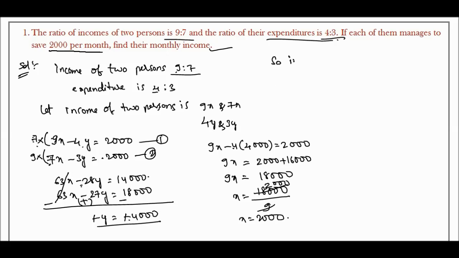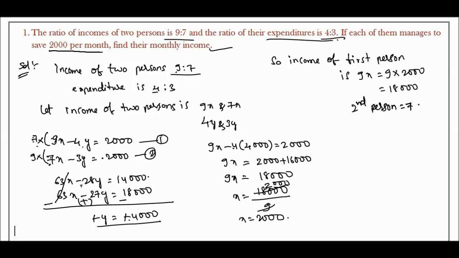So the income of the first person is 9x, which is 9 into 2,000, equal to 18,000. The second person is 7 into 2,000, equal to 14,000. So these are the answers: the monthly incomes of these persons.